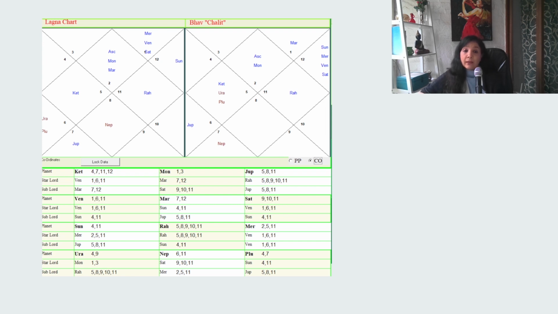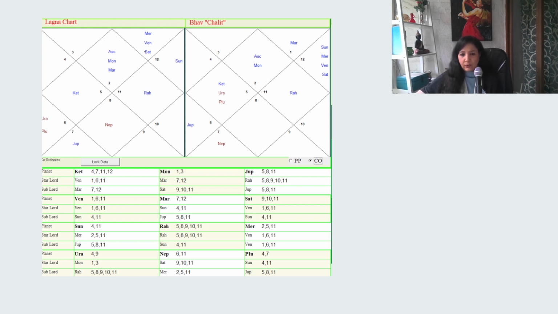Will have admirers, advisors, well-wishers. This is all 11th house. Supporters also. And then highly ambitious and a lot of desires as well. See, you have to understand the whole KP script.